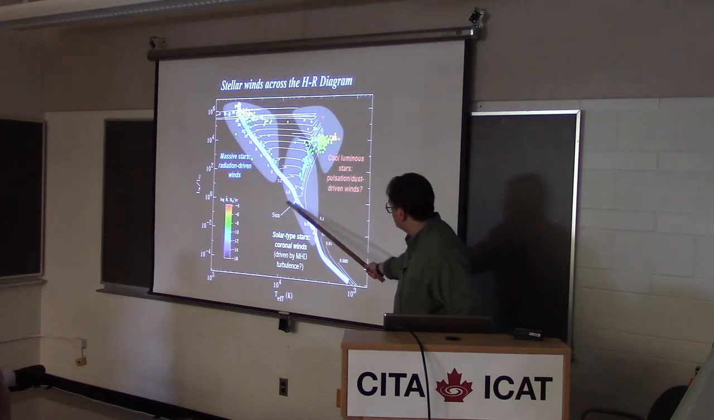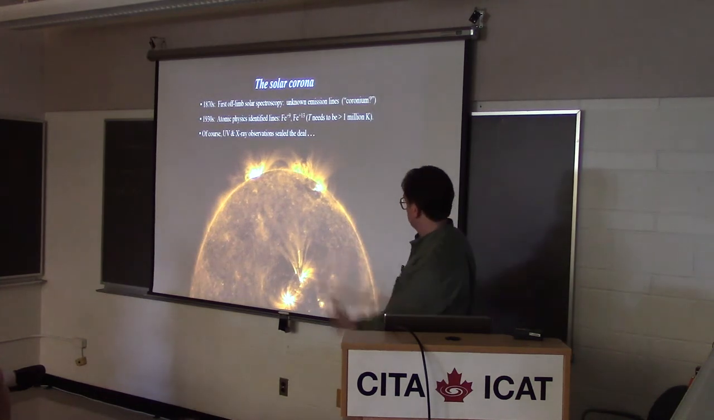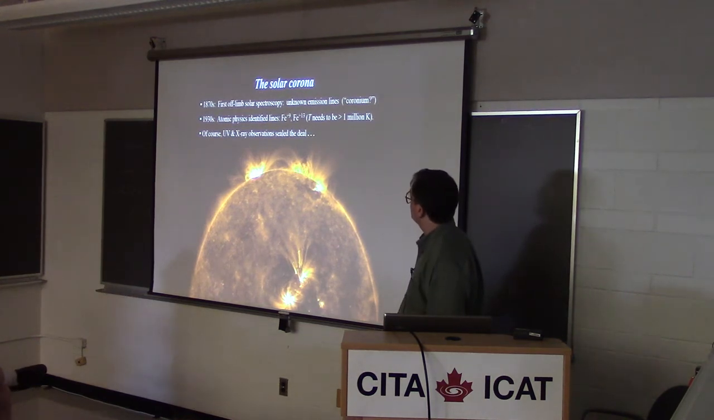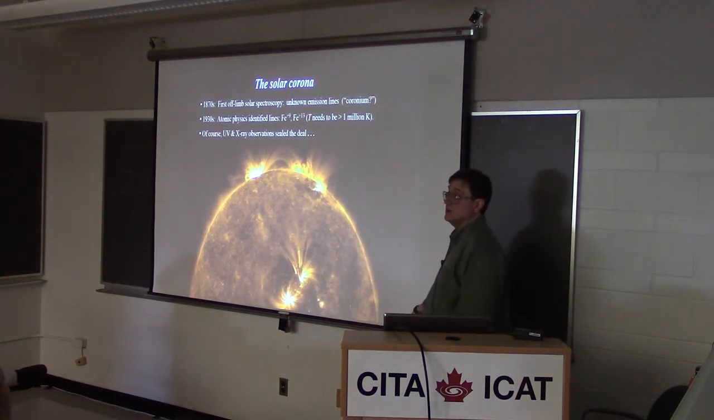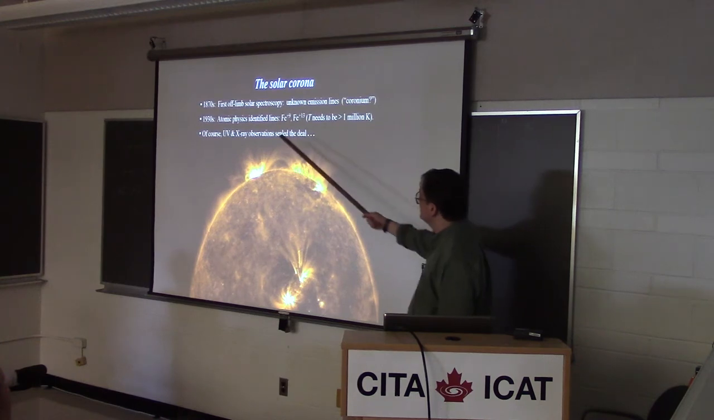So this brings us back to the sun as our sort of canonical example. This is the solar corona, as observed by the SDO spacecraft that was launched a couple years ago. We see it these days primarily in the UV and the X-ray, because those are the wavelengths where a million degree gas emits most of its energy. It took a while for us to learn that the outer atmosphere is a million degrees.